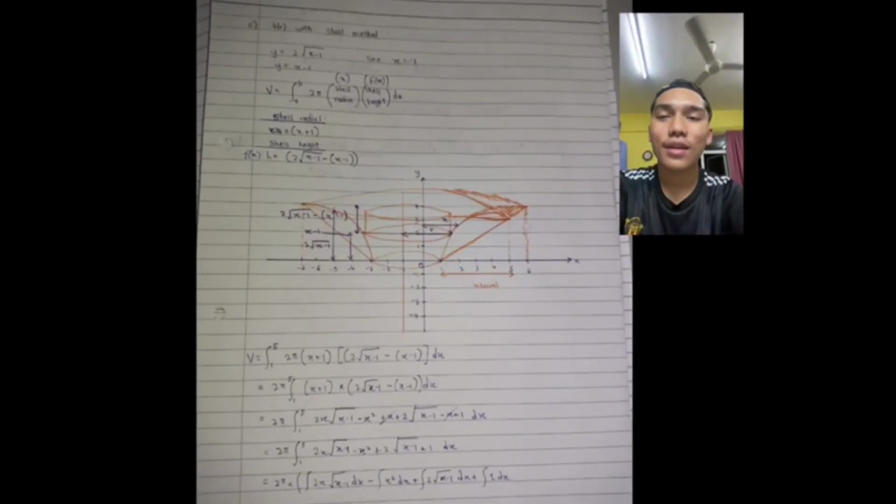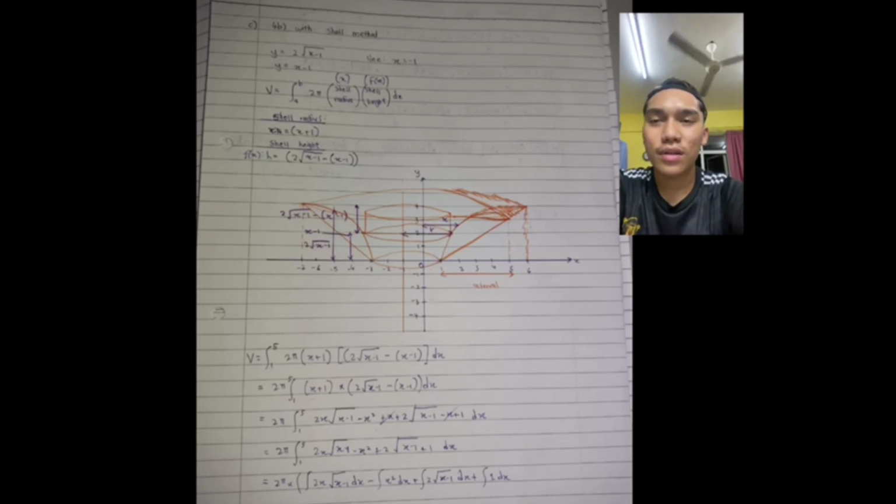Okay, hi. I will explain question 4C, which is determine the volume of solid ring obtained by the region bounded by y equals to square root x minus 1 and y equal x minus 1 about line x equal to negative 1. That is question 4b. So for question 4c, we will repeat question 4b but using shell method.